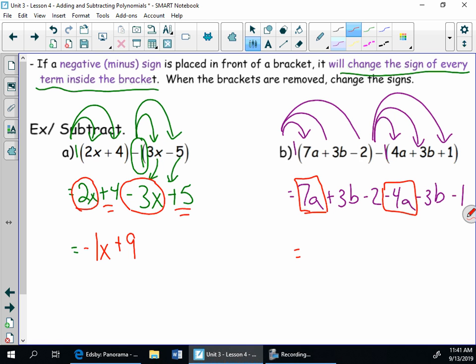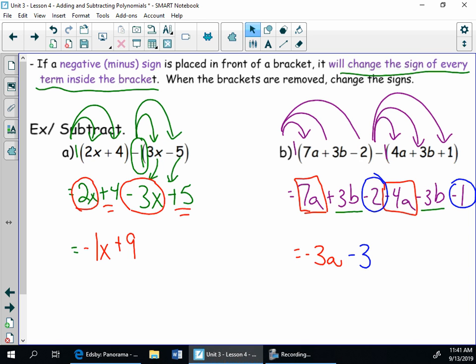And we're going to collect 7a's and minus 4a's. What's 7 minus 4? It's negative 3, and we're collecting a's. 3b minus 3b. 3 minus 3, that means there's 0 b's. Don't have to write that down. Negative 2 and negative 1. That's a bunch of negatives. How many negatives? 2 and 1 makes 3 negatives. We're collecting letters. We're actually also collecting numbers when you think about negatives, right?